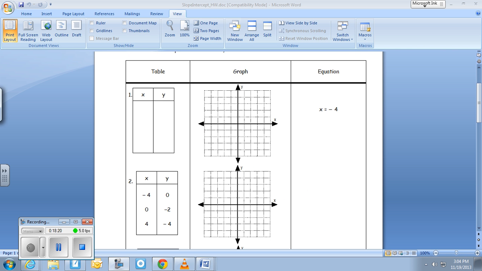All right, on the last page of the homework, just slope-intercept, given one of the 3: table, graph, or equation. And for number 1, I'm given the equation, so I'm going to graph that first. I'm just very tempted to graph that. And that's just x is always equal to negative 4, and it just doesn't matter.